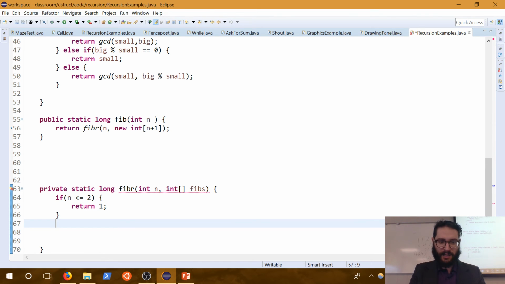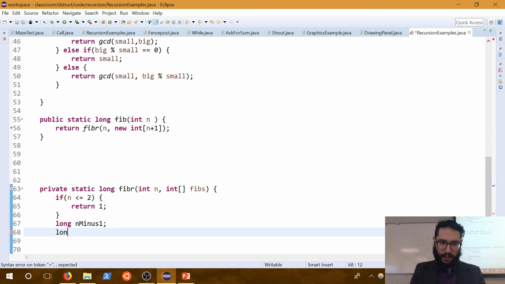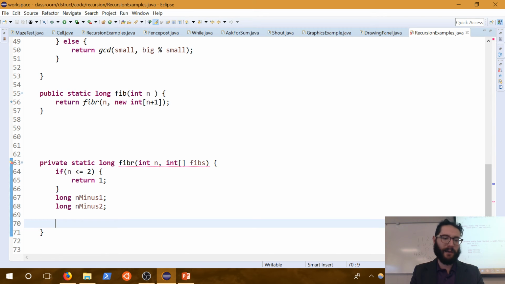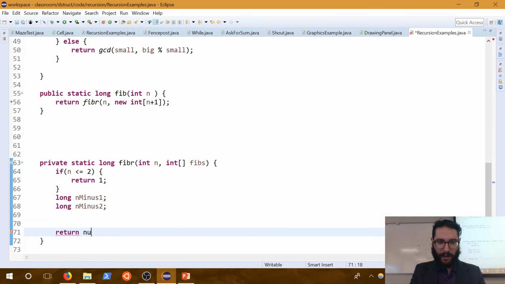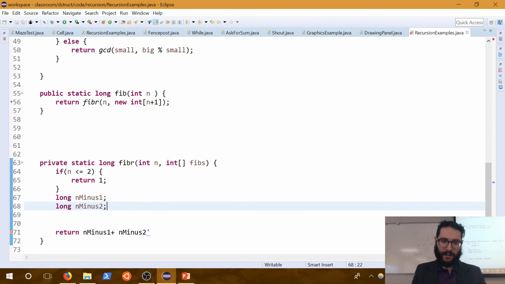Otherwise, what we're going to do here is create 3 things. We'll do a long left side, and this is the n minus 1. So let's call it n minus 1 instead. N minus 1 is equal to, and we'll create a long n minus 2. So we're going to calculate the left side and the right side, and then we're going to return n minus 1 plus n minus 2. That makes sense? We're going to calculate those things separately.